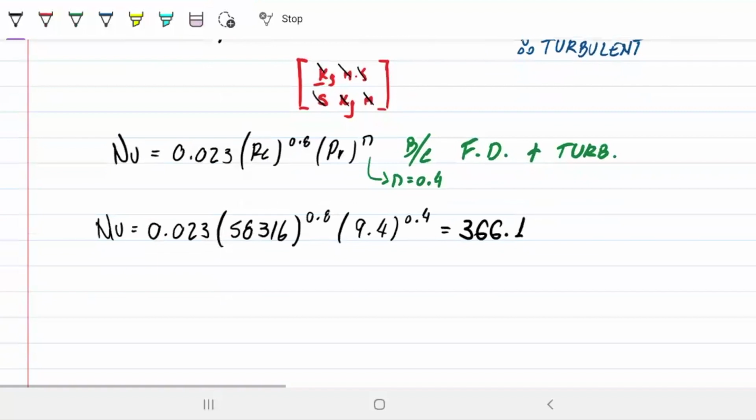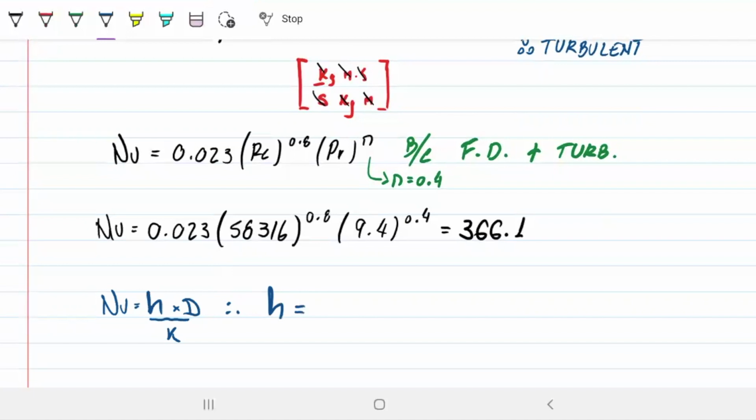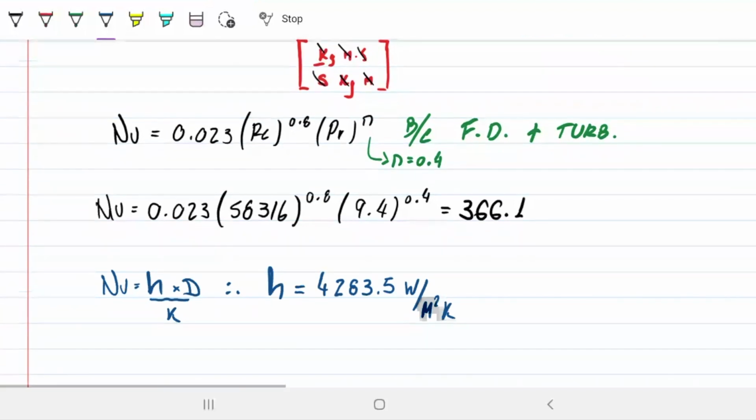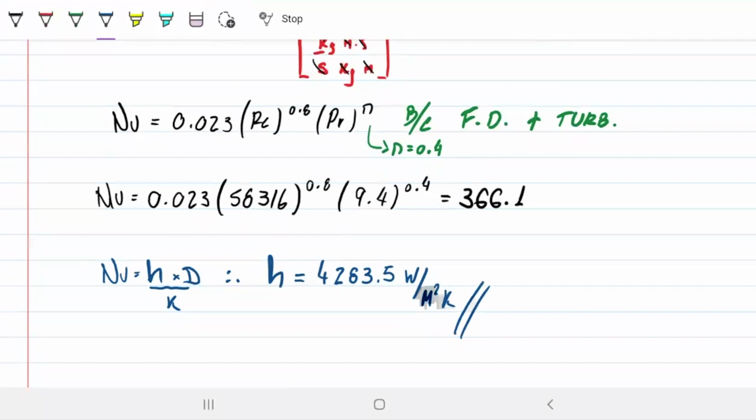Nusselt is 366. If my Nusselt equals my convective coefficient times my diameter divided by my conductivity, then my conductivity equals 4,283.5. Okay, so we kill the beast, the troublesome part.